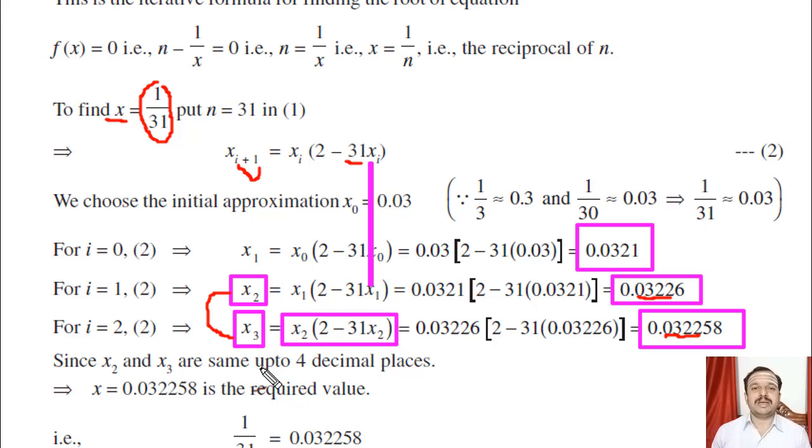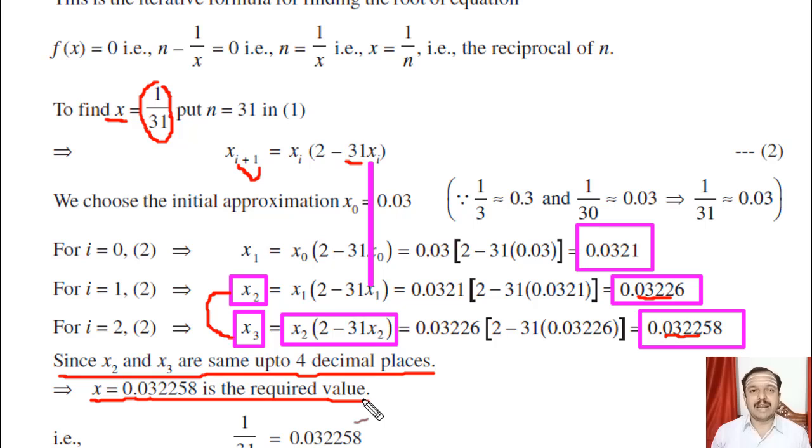point, and we can say that the solution which we obtain in this step is the required solution. Therefore I'm concluding here like this: since x2 and x3 are the same up to 4 decimal places, the value which we obtain in this step, that is x equal to 0.32258, is the required value of what?